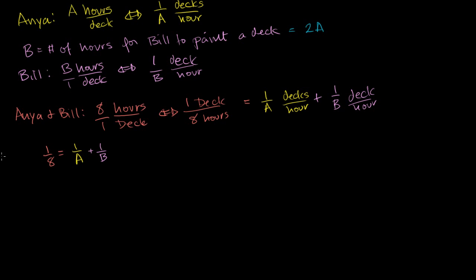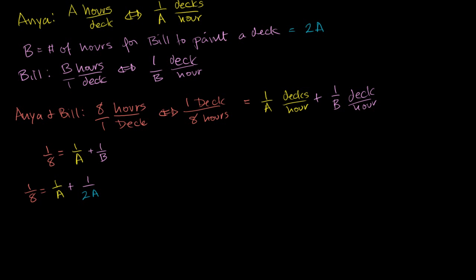So we can rewrite this equation as: 1/8 is equal to 1 over Anya, plus, instead of writing 1 over Bill, 1 over 2 times Anya, since the number of hours Bill takes is 2 times the number of hours Anya takes. And now we have one equation in one unknown, and we can solve for A.